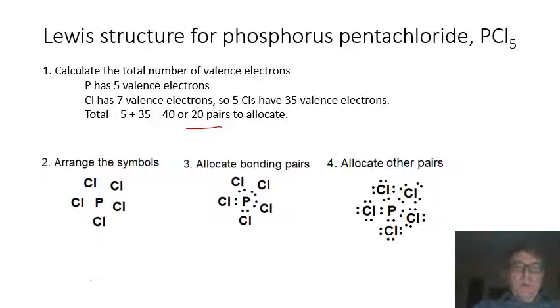So we put the chlorines around the phosphorus like that, then we allocate 1 pair of electrons for each of those. So that's 5 pairs gone, 15 left. Now you'll notice if you put 3 around each of the chlorines, that's another 15 pairs. So we've used up all the electrons there. And that is the Lewis diagram for phosphorus pentachloride. Notice the expanded octet around phosphorus with 1, 2, 3, 4, 5 electron pairs.